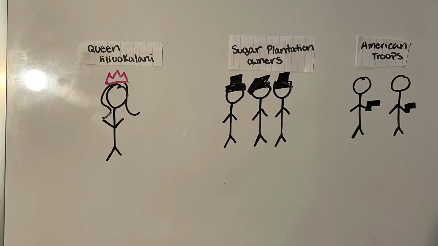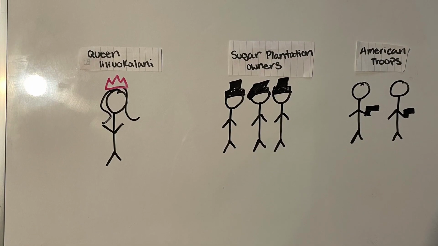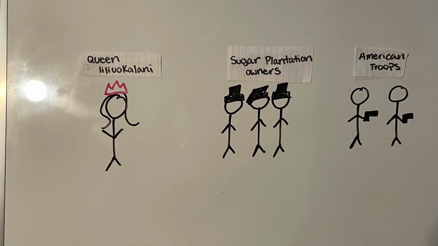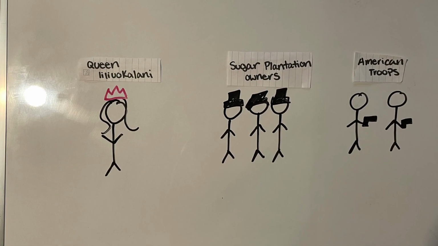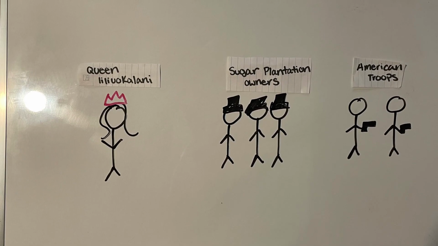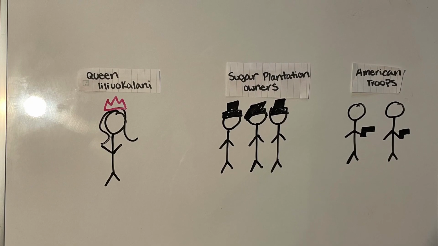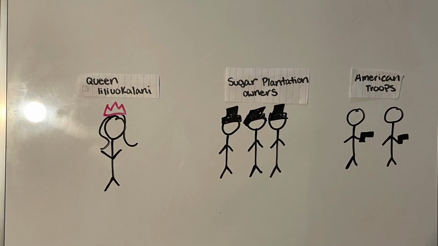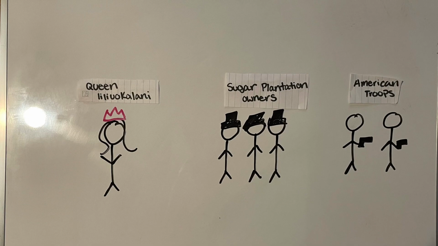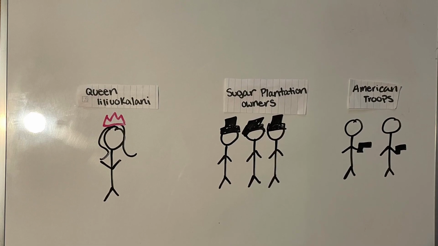In January of 1893, a group of U.S. sugar plantation owners and investors wanted to make more money from Hawaii's sugar plantations, so they formed a group called the Committee of Safety, which was led by Sanford Dole. They staged a coup with the support of American troops. They took control and would go on to illegally abolish the Hawaiian monarchy.